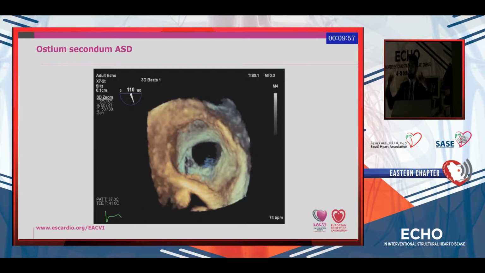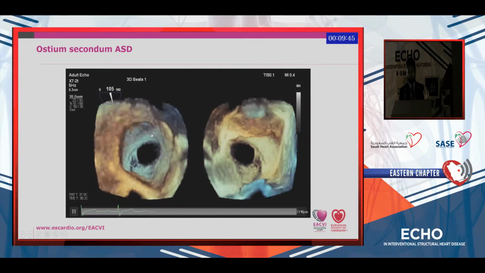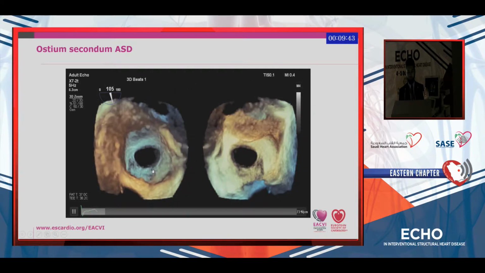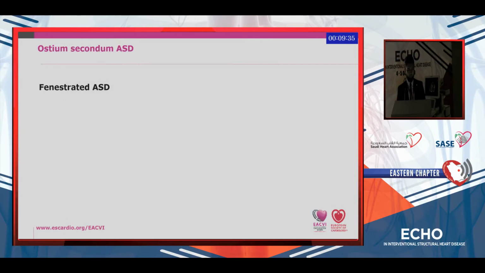In 2D, we could see the ASD as a line discontinuity. However, in 3D, you can see the wall, and this hole inside the wall, ostium secundum ASD. From one view, we can appreciate the rims, the shape. So we can see this is the SVC rim, IVC rim. Here is the coronary sinus, so the coronary sinus rim, the aorta, and the posterior rim. Obviously, this defect is very good for percutaneous closure.